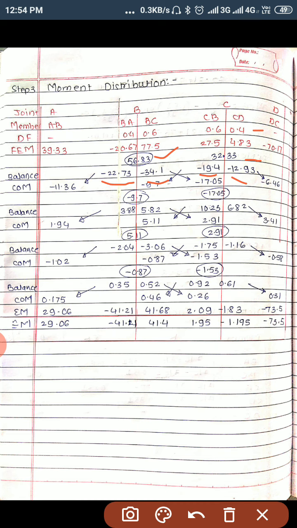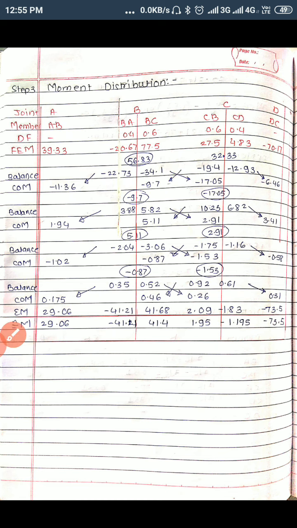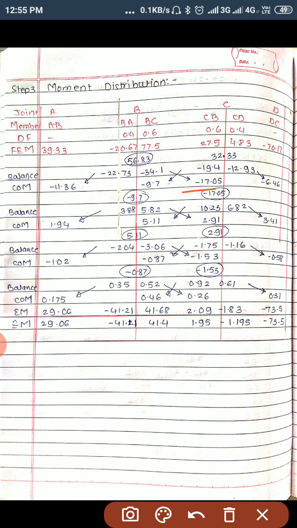But remember, only if the far end is fixed, or the far end is intermediate and continuous, can we carry over half the moment. Otherwise, for simply supported, roller and hinge, we are not able to carry over the moment. So we will carry over half the value of minus 22.73, that is minus 11.36. Similarly here, minus 34.1, half is 17.05, and similarly half the moment.